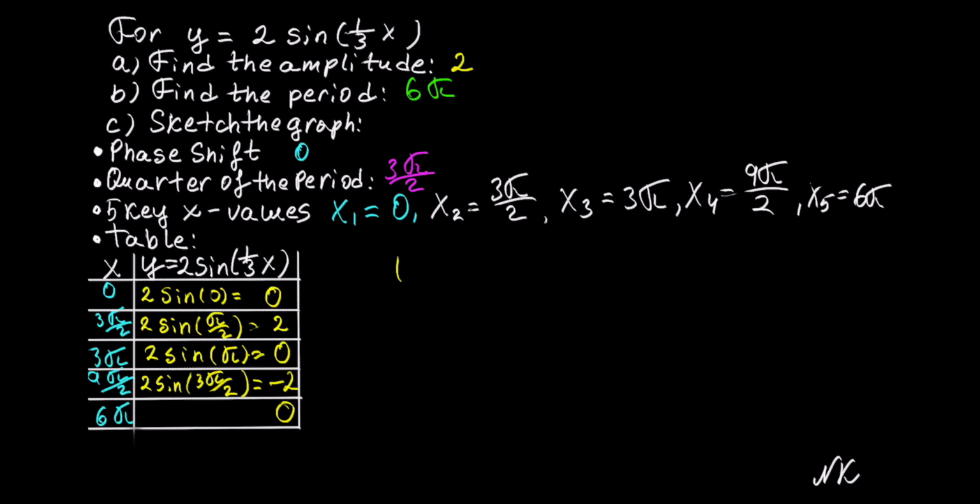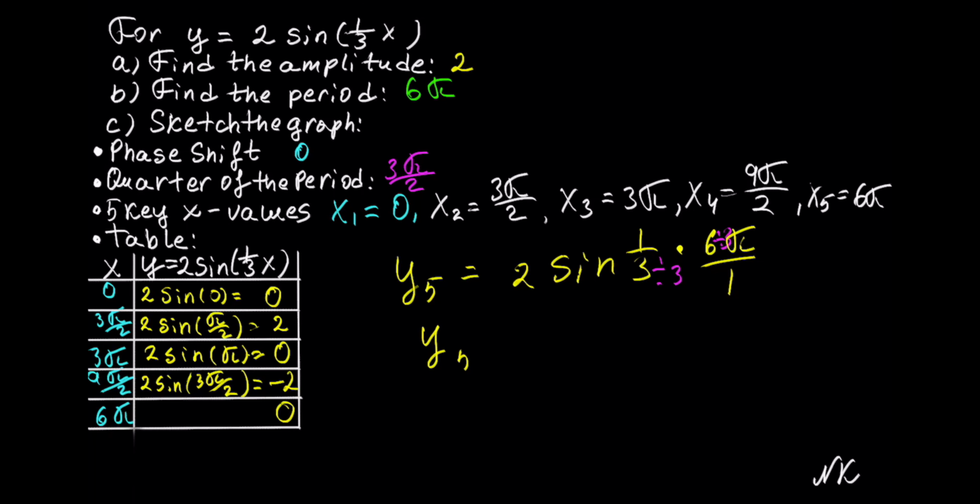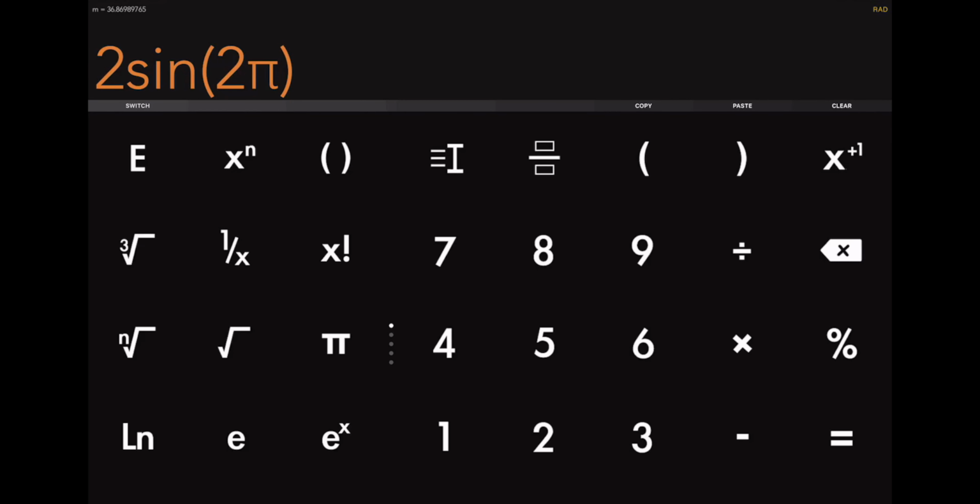And the last y value, y5, is equal to 2 sine of 1/3 of x, and let's substitute x5 in there, which is equal to 6 pi. 6 pi is over 1. 3 and 6 can be reduced by 3, and we get y5 is equal to 2 sine of 6 divided by 3, which is 2 pi. 2 sine of 2 pi is equal to 0.